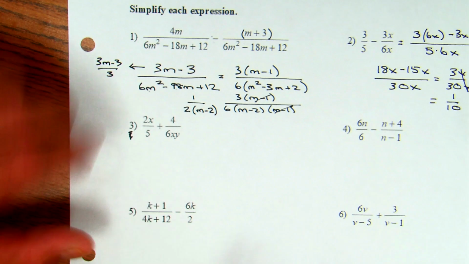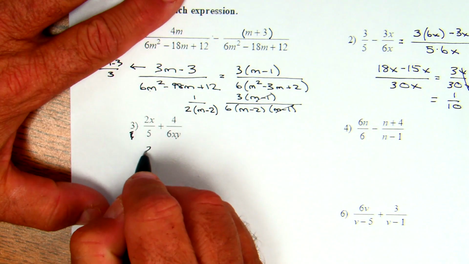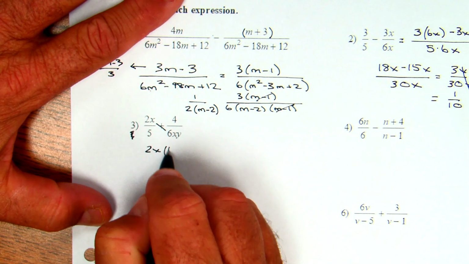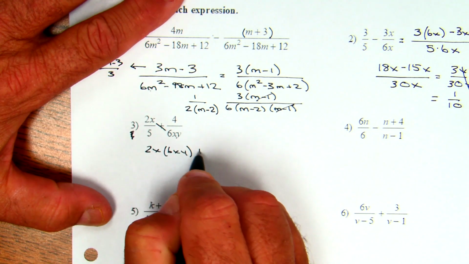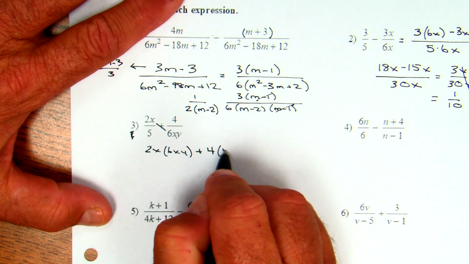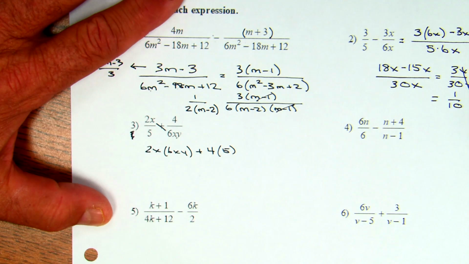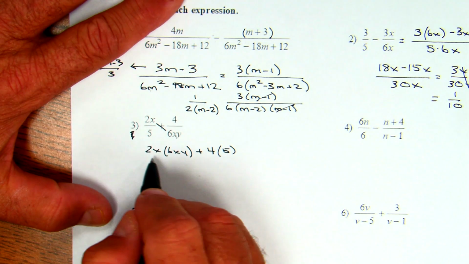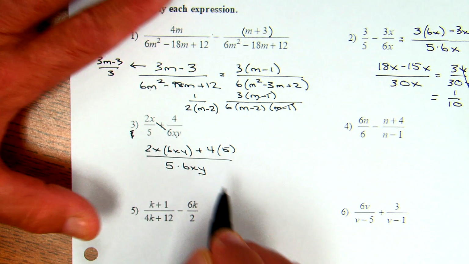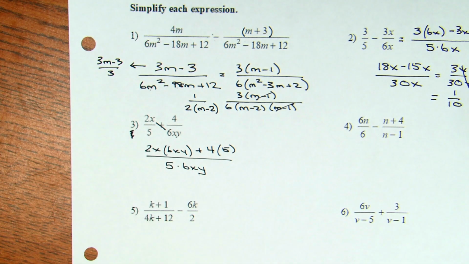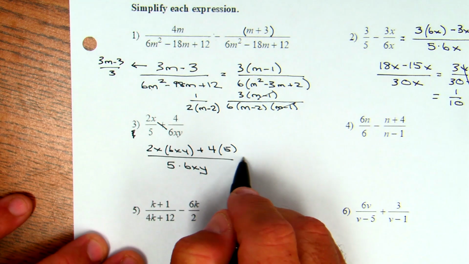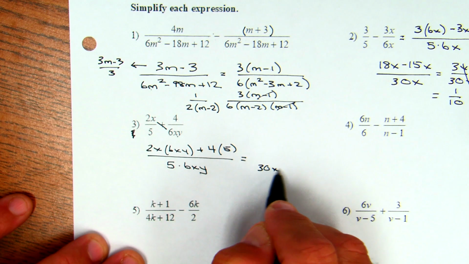So in other words, I take the first numerator, which is 2x, multiply that by the other denominator, which is 6xy. I take the second numerator, which is 4, and I multiply that by the opposite denominator, which is 5. Everybody good? And then in the denominator, I just multiply what? Straight across. 5 times 6xy. Good? What's 5 times 6? 30, so this is just 30xy.